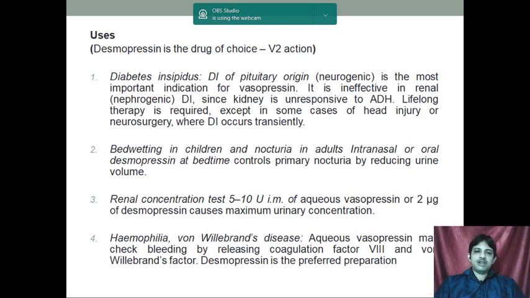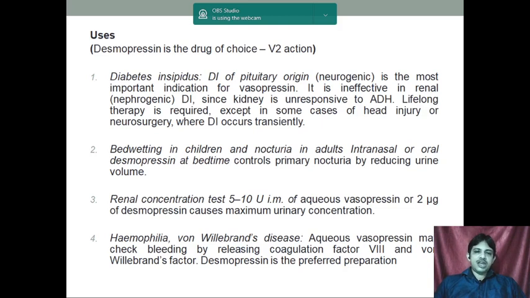Lifelong therapy is required, except in some cases such as head injury or neurosurgery. In such cases DI occurs transiently, so in such conditions there is no requirement of the drug.